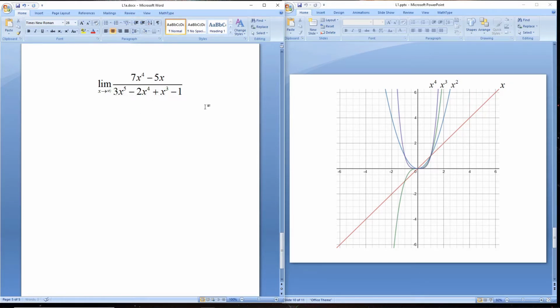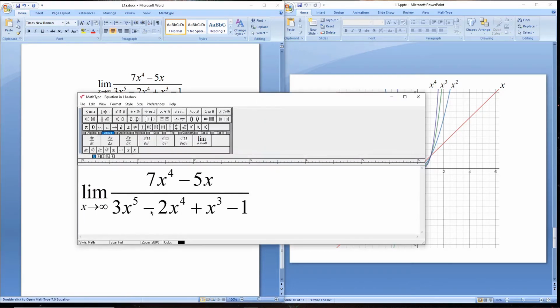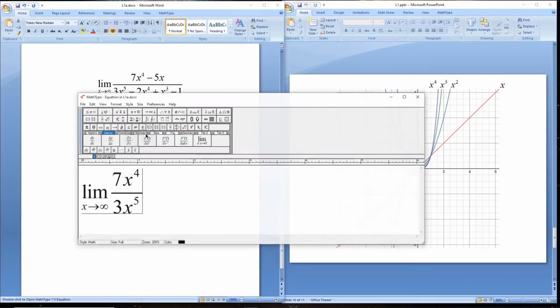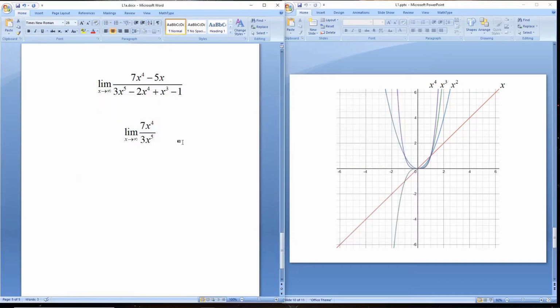And we're going to get rid of everything that's not dominant. So the dominant term is the highest power, so we'll get rid of the minus 5x. The dominant term here is x to the fifth. We'll get rid of everything here. And so that's our dominant terms maneuver. So let's do some simplifying on that.